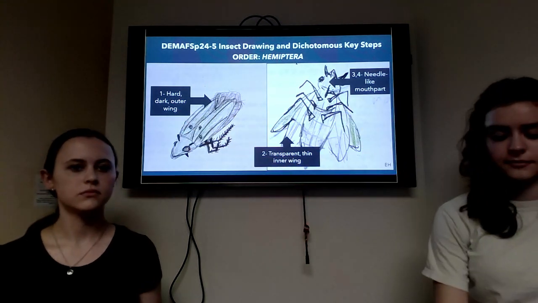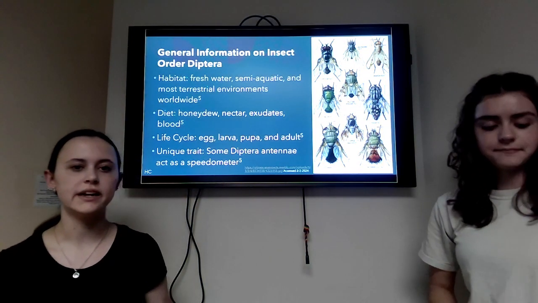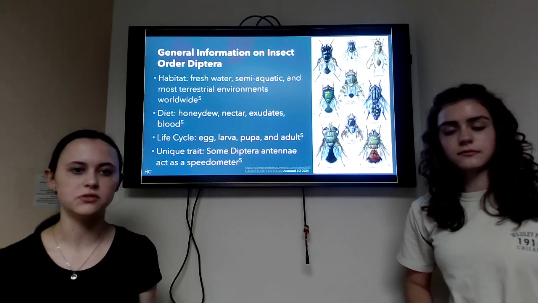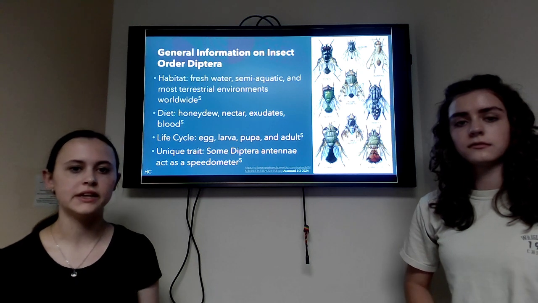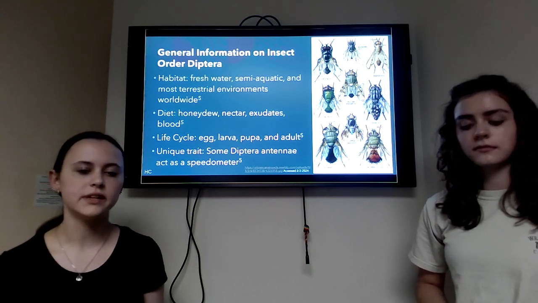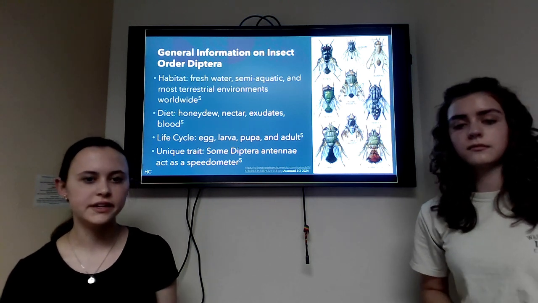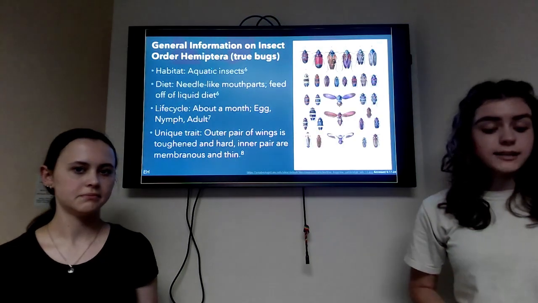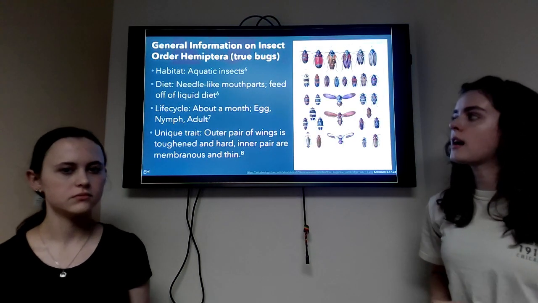A little information about the insect order Diptera is that it lives in freshwater. They're semi-aquatic in most terrestrial environments worldwide. Their diet consists of honeydew, nectar, exudates, and blood. The life cycle is egg, larva, pupa, and adult, and a unique trait is that some Diptera antennae act as their speedometer.